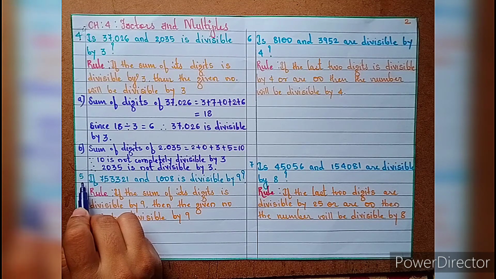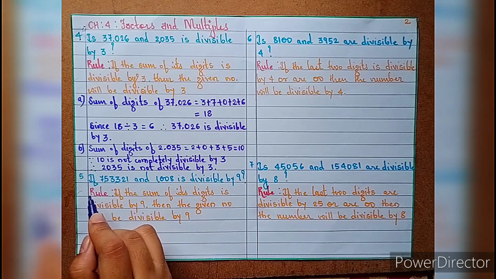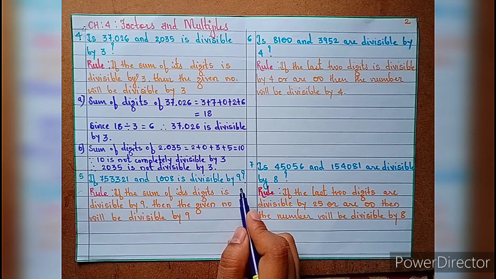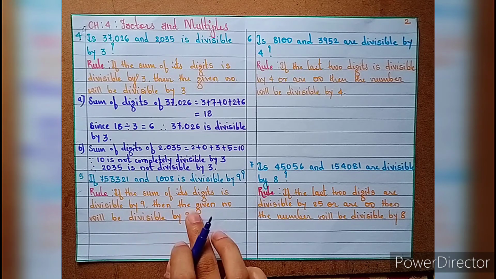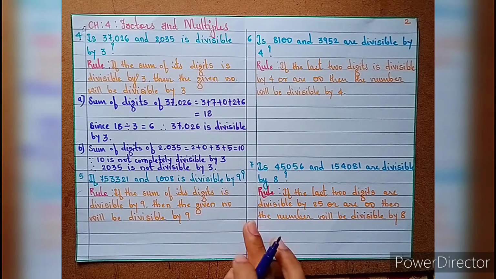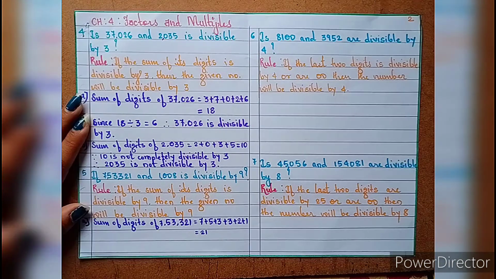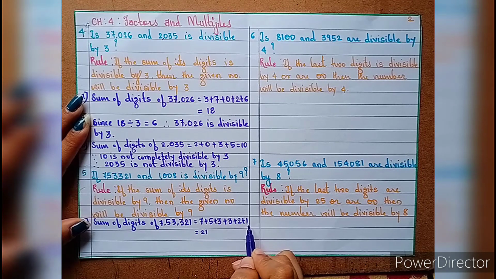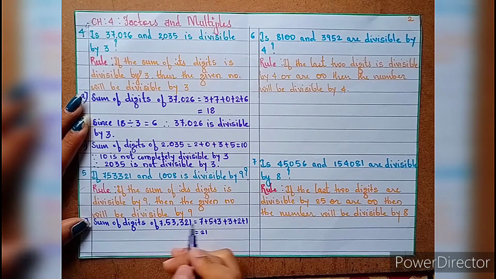Now let's see question 5. Are 7,53,321 and 1008 divisible by 9? So we have to check whether the given numbers are divisible by 9 or not. So let's see the rule of checking divisibility by 9. If the sum of its digits is divisible by 9, then the given number will be divisible by 9. The rule is similar to 3. The sum of its digits should be divisible by 9. So let's check now. We'll get the sum of digits 21, and you know 21 is not divisible by 9.